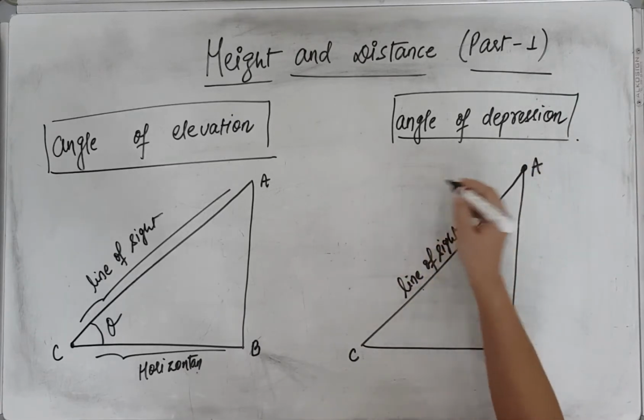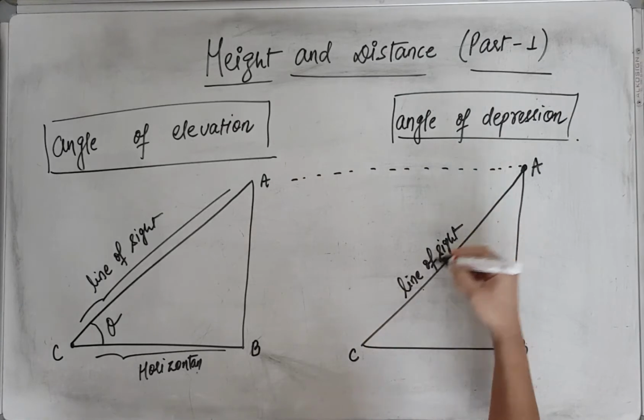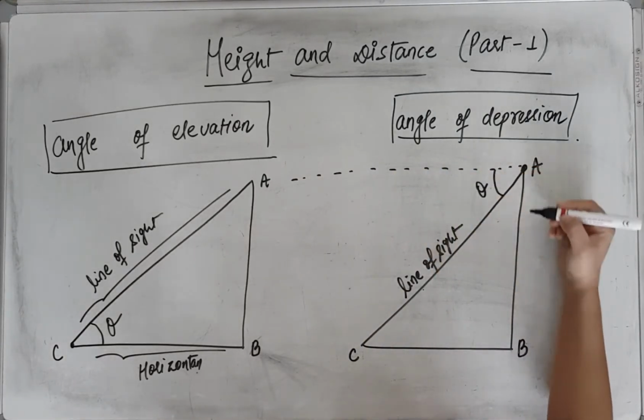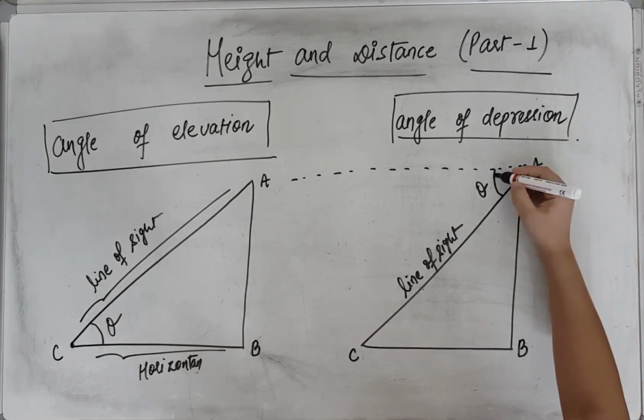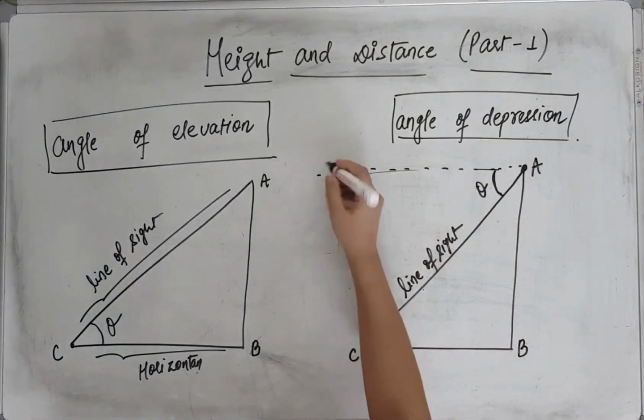Now this line of sight, the angle made by line of sight with horizontal. So here there is no horizontal, so I'll roughly draw a horizontal line over here. So the angle made by this horizontal line, this is called what? Angle of depression. Now for calculation we consider this, because I'll construct this line like AD.